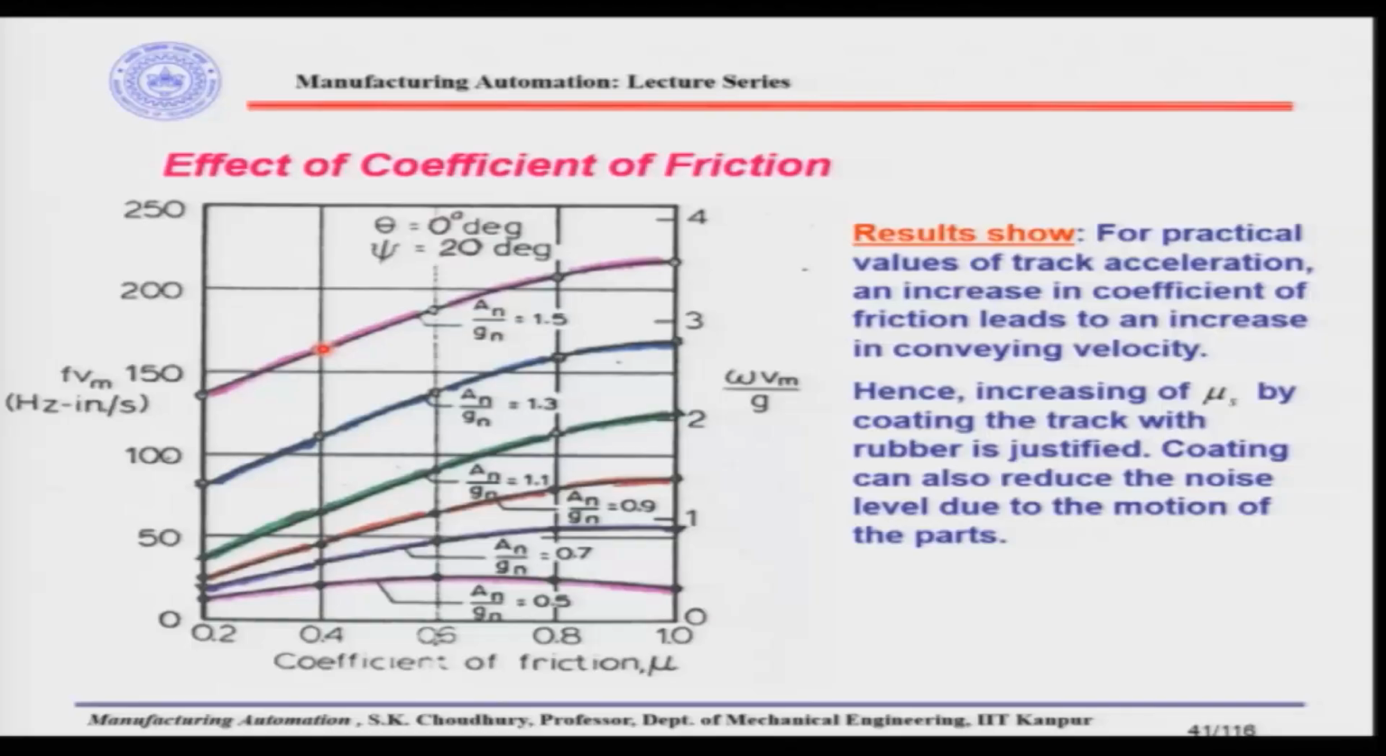That is another conclusion. Next, we discussed the effect of coefficient of friction. We said that the more the coefficient of friction, the more the conveying velocity of the bowl feeder will be. Therefore, there is a point in coating the track with rubber or some material so that the coefficient of friction could be more. However, as we discussed last time, it has to be decided based on the combination of the material of the track and the part being conveyed. So, this much we have seen last time.